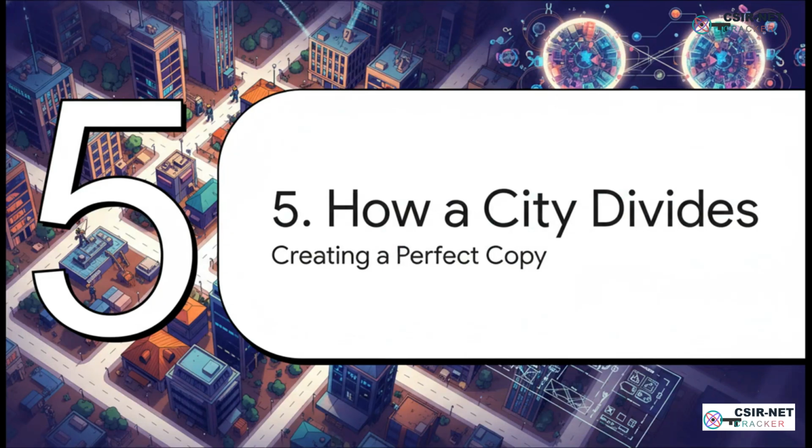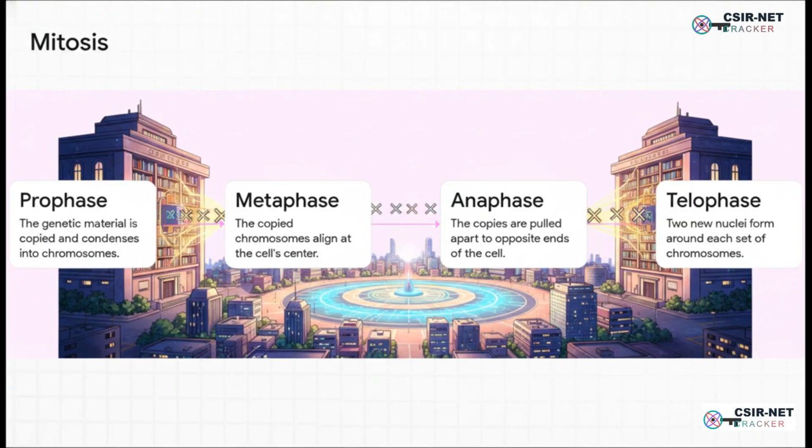So what happens when this incredible city needs to grow and expand, or maybe just repair itself? Well, it performs the ultimate act of urban planning. It creates a perfect copy of itself. And it does this through one of the most elegant and tightly regulated processes in all of nature. This process is called mitosis, and it's like a perfectly choreographed dance.